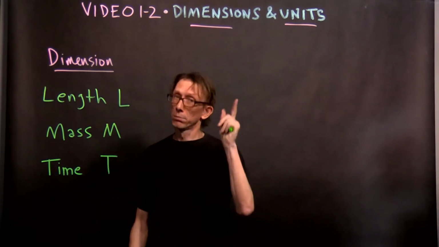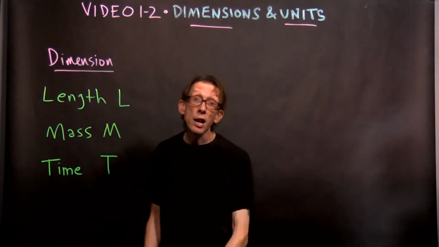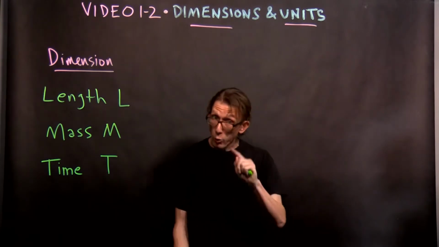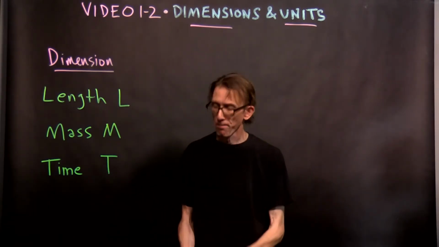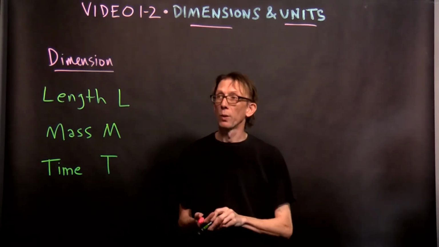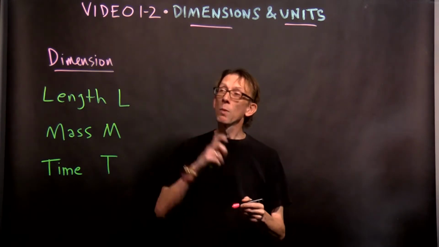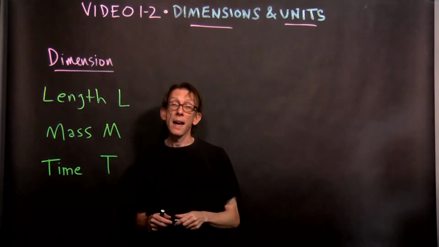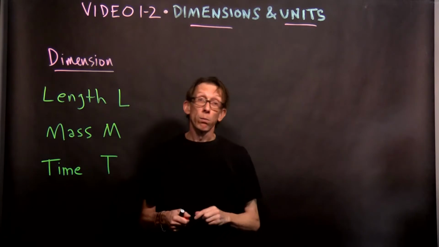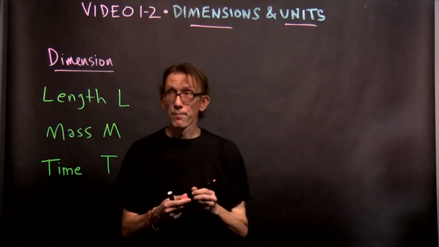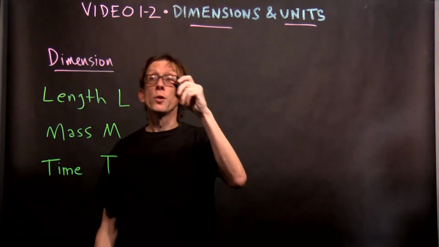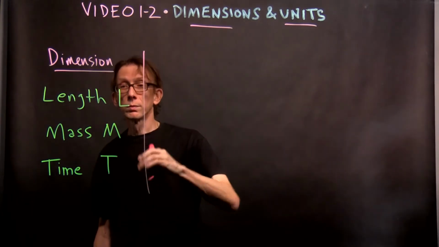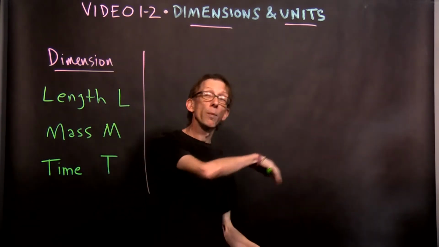That's it. And notably, combinations of those. Those will come up, and I'll mention those in a few minutes. Maybe this video, maybe the next one. We'll see. So, dimensions are length, mass, and time. Now, that's dimensions. Then there are units. So everything over here is a dimension. Everything over here will be a unit.